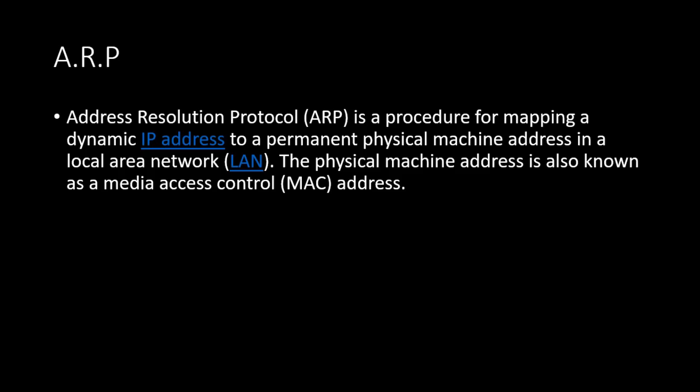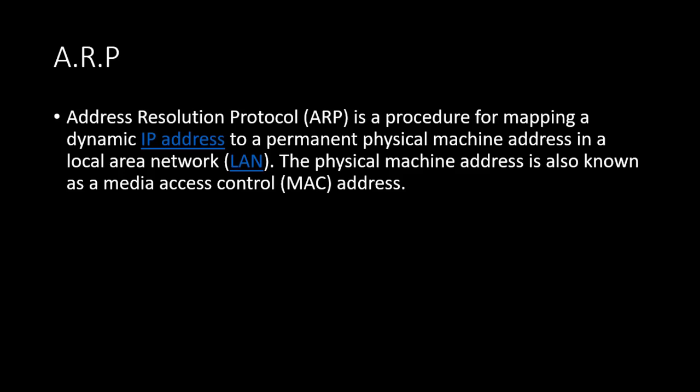What is it? It is a procedure for mapping a dynamic IP address to a permanent physical machine address in a local area network. The physical machine address is also known as a media access control address or MAC address, right? Now, we have static IP addresses and dynamic IP addresses. Static means the IP address doesn't change. Dynamic means anytime you connect, you get a new IP address. It's constantly changing. So the address resolution, the word resolution here tells you it is resolving. It's resolving what to what. It's resolving IP addresses to MAC addresses.